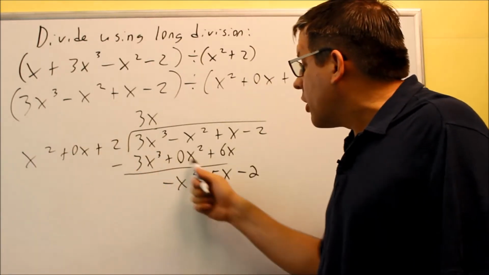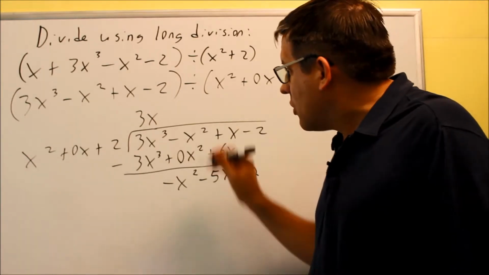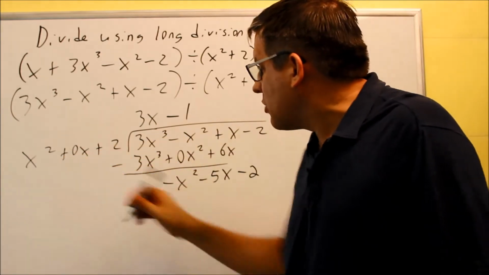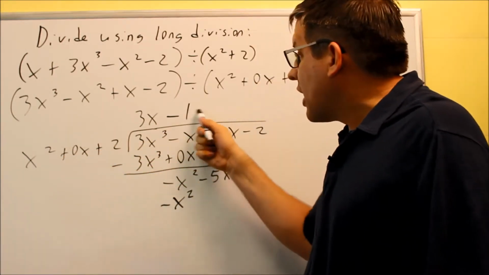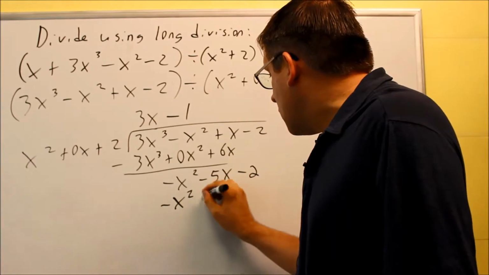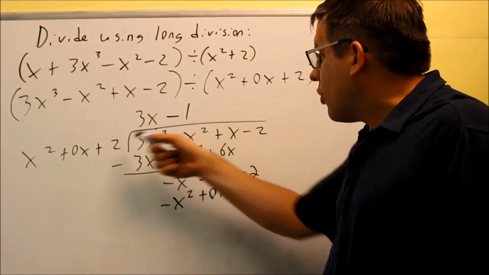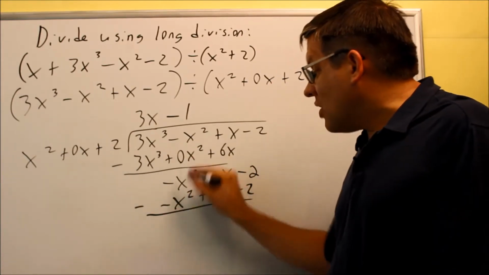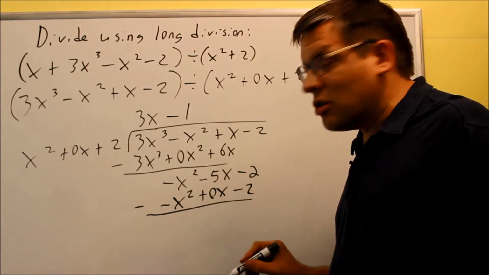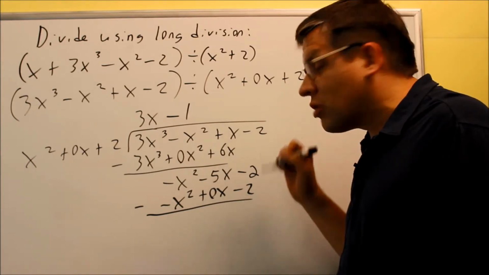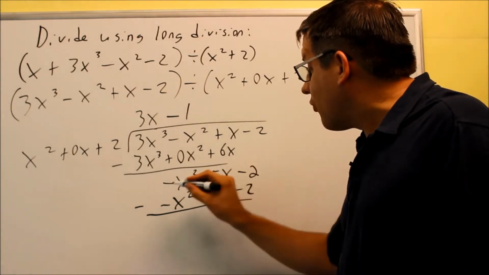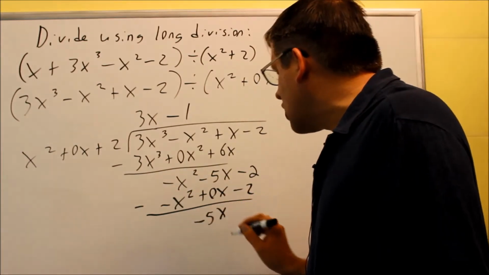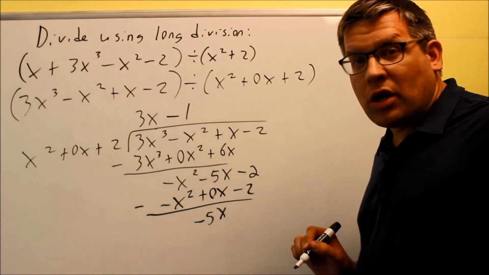You want to go from x squared and you want to get negative x squared as a result. So you'll need to multiply that by negative 1. So that way if I do negative 1 times x squared, I do get negative x squared. Negative 1 times nothing is going to be this plus 0x. Negative 1 times 2 gives you negative 2. Now we're going to subtract. These two are exactly the same. If you subtract that, you get a 0. The ones are the same. Subtract those, you get a 0. Then you have negative 5x minus 0, which means you get negative 5x as a result.